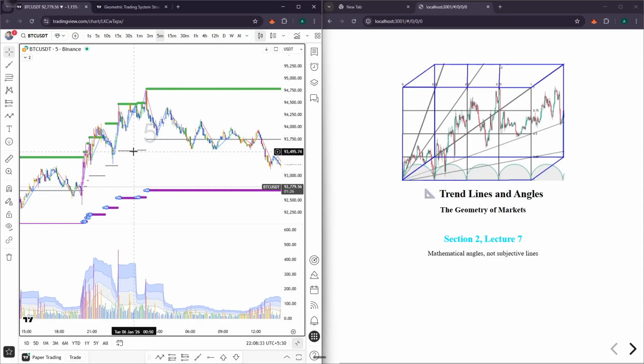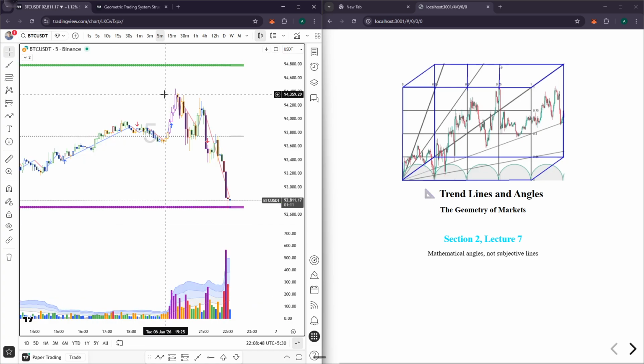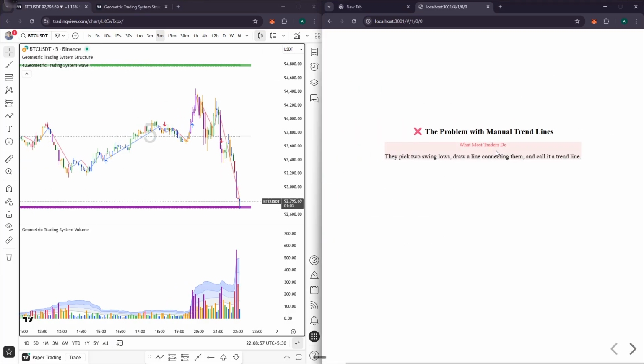So what we are doing in this course is I am giving you a mathematical solution to draw this automatically. The indicator will do all the heavy lifting. So let me enable these, and let's see the problems with manual trend lines.